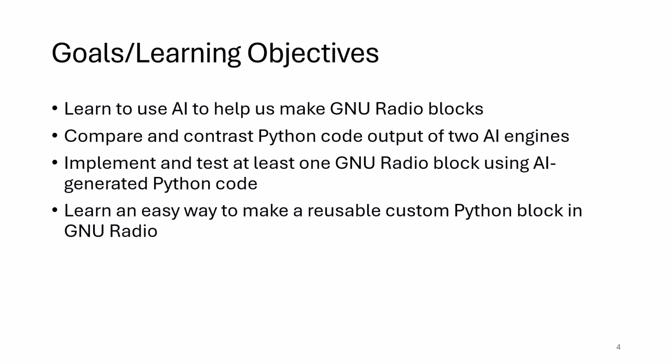Goals or learning objectives for today are to learn to use AI to help us make GNU Radio blocks, compare and contrast Python code output of two different AI engines, and then implement and test a GNU Radio block that uses the AI-generated code. Along the way, we will learn an easy way to make a custom Python GNU Radio block that is reusable in multiple flow graphs.